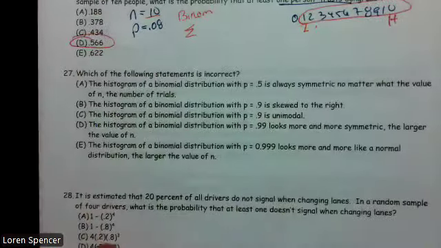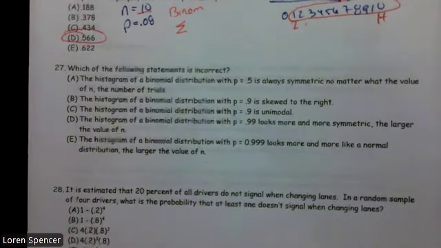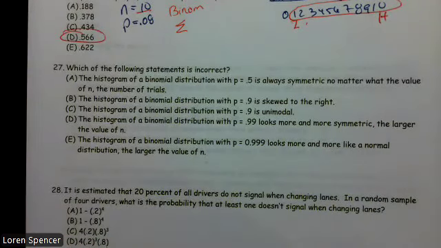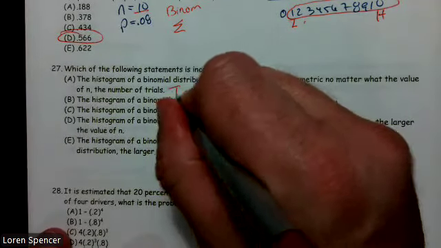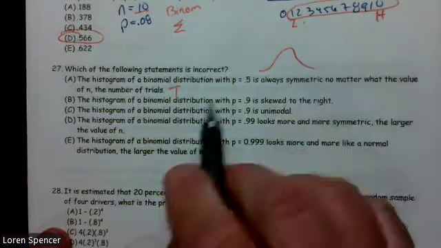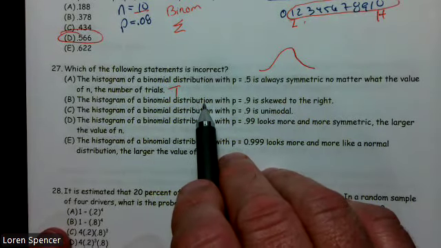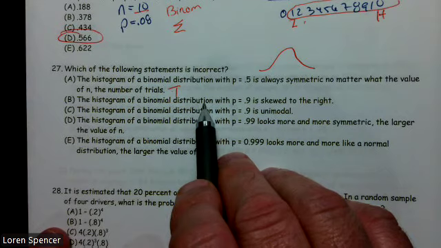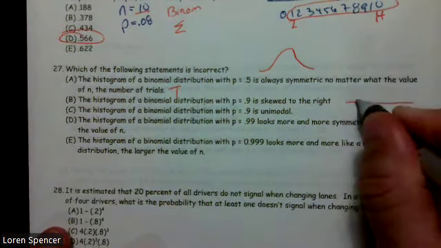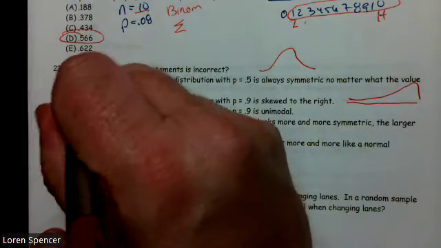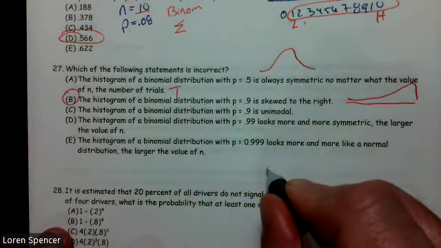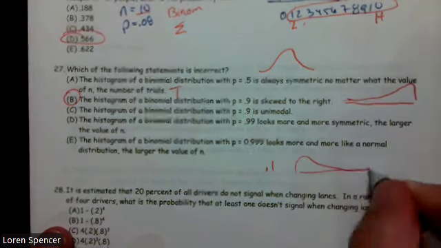27. Which of the following is incorrect? The histogram of a binomial with 0.5 is always symmetric no matter what the value of n, the number of trials. Yes, this is true. That is a true statement. It'll look like this. The histogram of a binomial with 0.9 is skewed to the right. No, 0.9 is actually skewed to the left. All right. So 0.9 is skewed to the left. 0.1 would be skewed to the right. Okay.